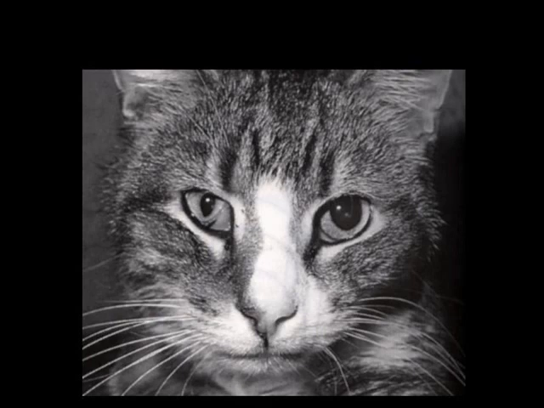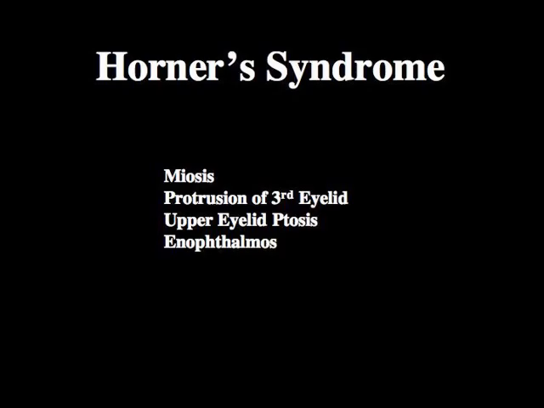Okay, remember the cat from yesterday. The cat with the clinical syndrome that we were able to describe. This is known as Horner's syndrome. Okay? It's an abnormality seen in the eye. It involves drooping of the eyelid, constriction of the pupil, proptosis of the third eyelid, and enophthalmos.